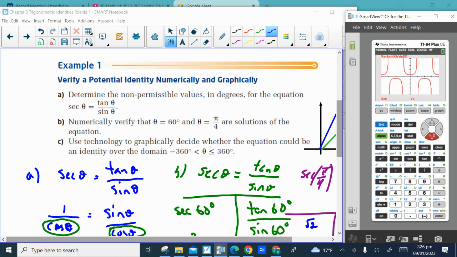So we have shown that this equation is probably an identity. It's an identity between negative 360 and positive 360 because the two graphs are identical. However, it's possible there is some point outside that domain where the two graphs are not the same. You see, you can't put negative infinity to positive infinity in your calculator. You can't. Right? We could play with the windows for x and use something larger, like let's say negative 1,000 to positive 1,000.